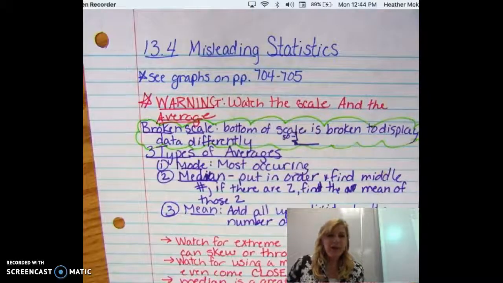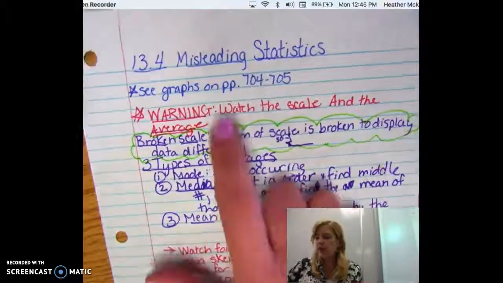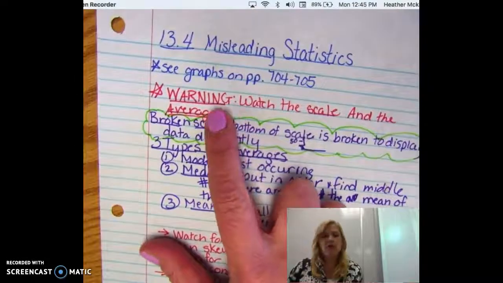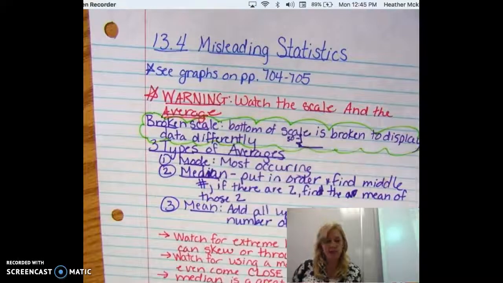Hi everybody, we're going to go through our 13.4 misleading statistics. This is a pretty quick lesson, but it's important for you to understand how advertisers and various types of studies can mislead you rather easily. And while I teach through this, I want to put a big huge warning label on. Watch out for the scale and the average that people use.